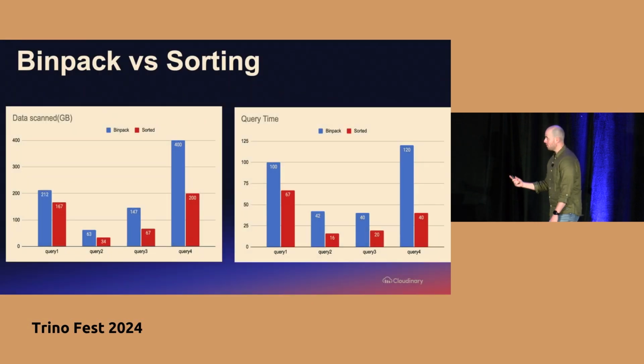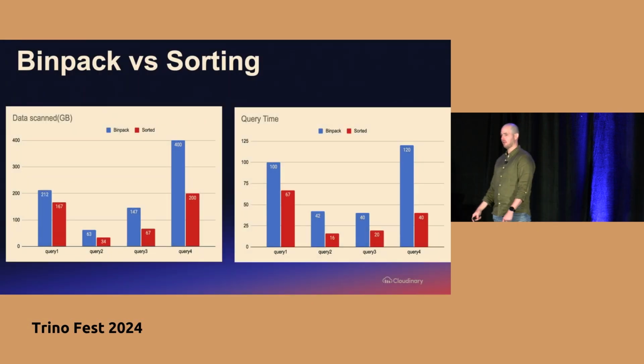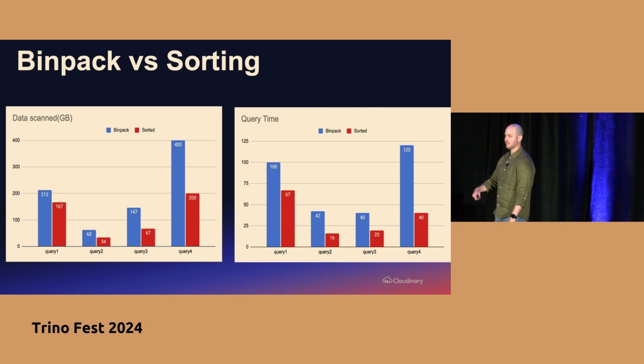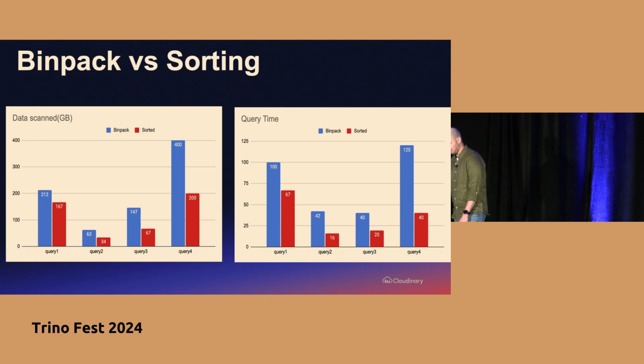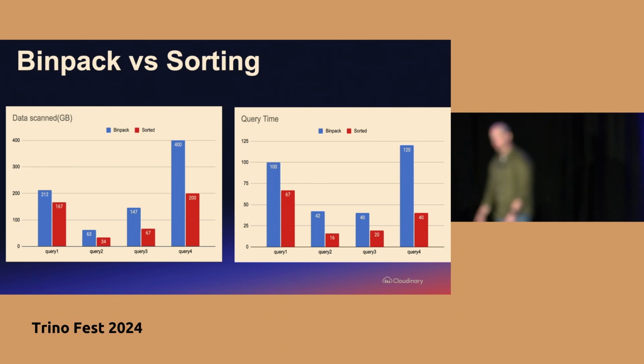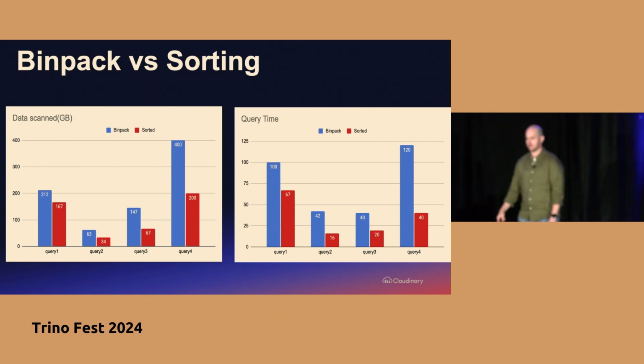So, like I promised, we did a benchmark at Cloudinary where we took the same table, the same week, and we tried 2 compaction strategies on that table. We did one time with bin pack, one time with sorted data. And what we did, we took our 4 most query-intensive processes that we run every hour in Cloudinary, and we tried to test and see what was the result.